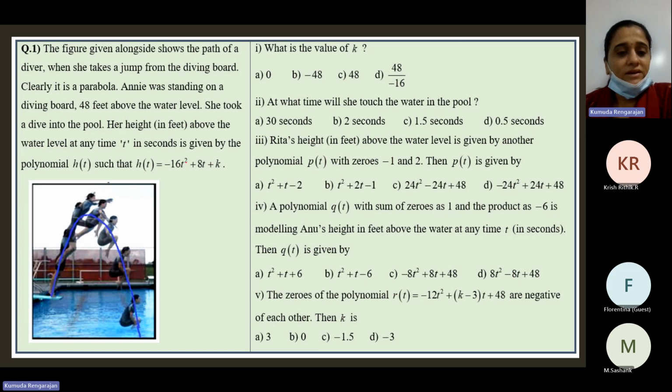Now to find the value of k, we know one thing already. We know one x value and one y value already. What is the x value we know? When time is 0. The y value we know is 48.